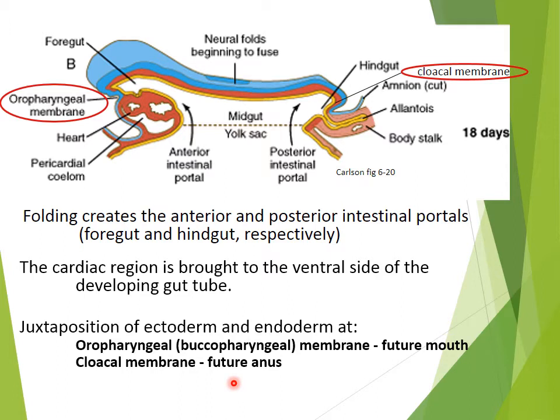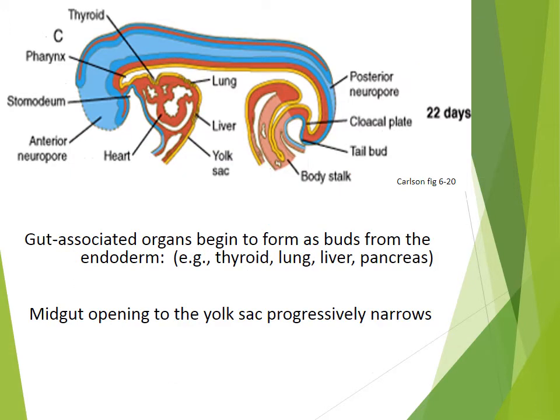So this cloacal membrane is also a juxtaposition of ectoderm and endoderm, where the future anus is going to develop. So the oropharyngeal membrane and the cloacal membrane are closing the ventral and caudal aspects of the gut tube, and these membranes are lined by ectoderm and endodermal tissue. So these two areas in the gut tube, you must remember, are very important, that these are the juxtaposition.